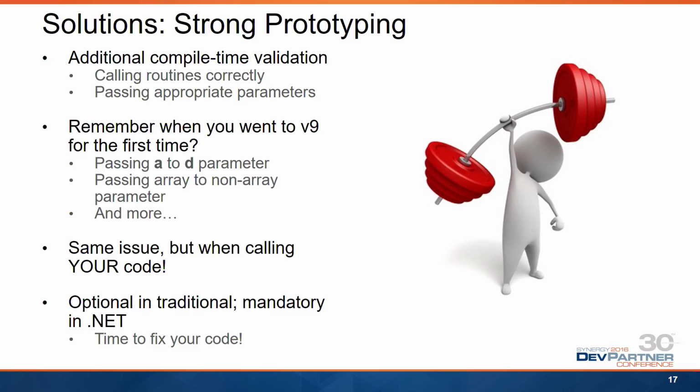Which is something we could always get away with, but it really wasn't a great thing to be doing. It's the same thing over again. It's just that when you went to version 9, you got that calling our code. Now you're going to get it calling your own code. But it's really the same kind of thing over again, just a second pass.